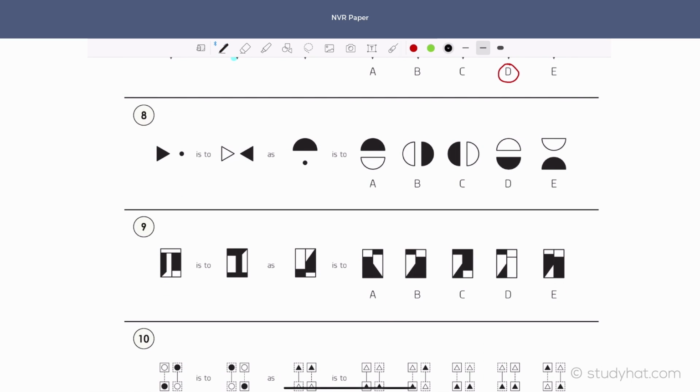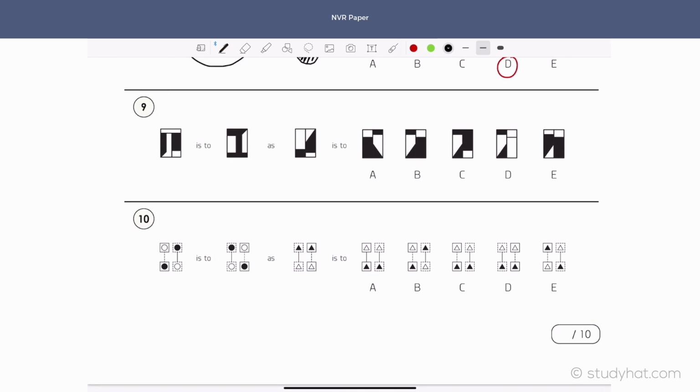Question 8. What's happened here is this dot has become a triangle and it's become a reflection of the other shape. And this triangle has changed colours to white. So here, if this dot is going to become a reflection, it's going to be something like this, staying in black. And this is going to go to white. So not this one, not this one, not this one, not this one. Our answer is clearly D.